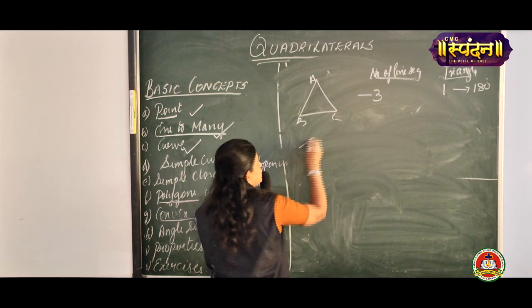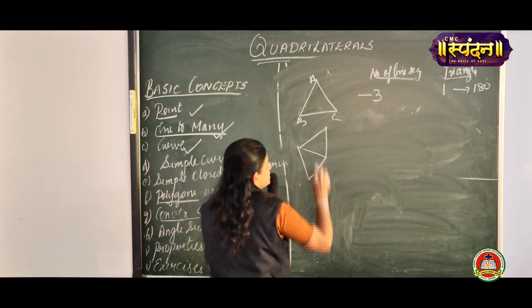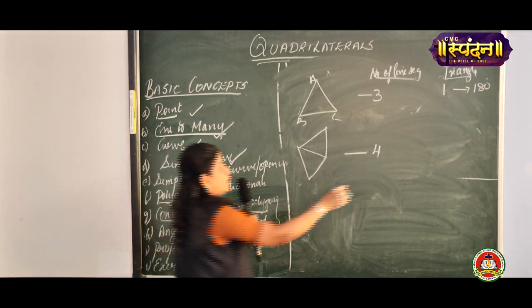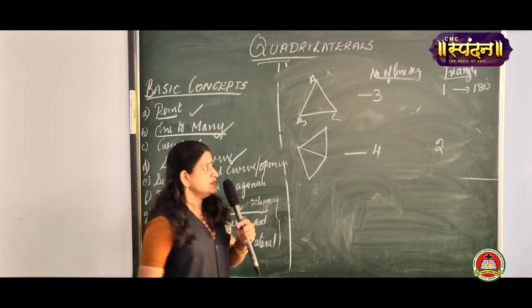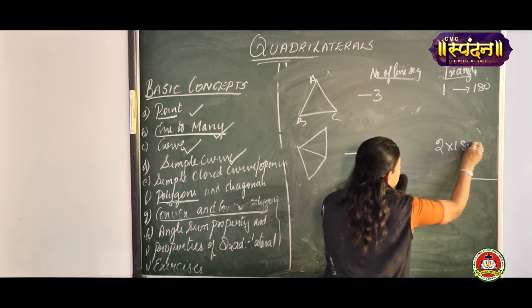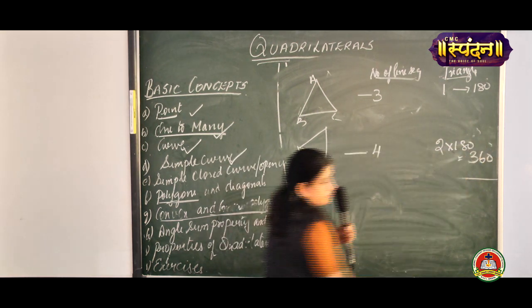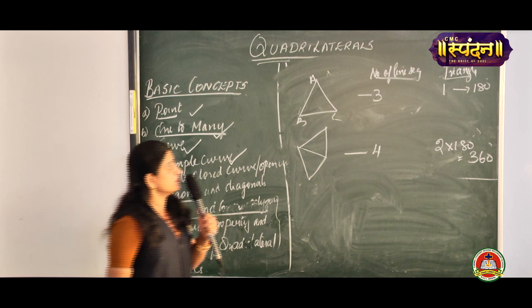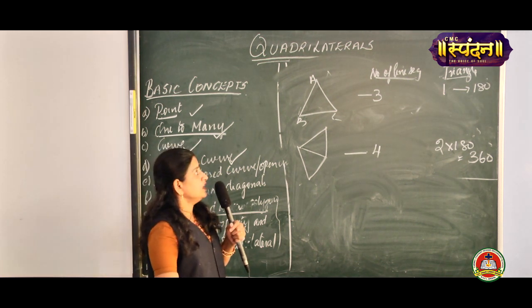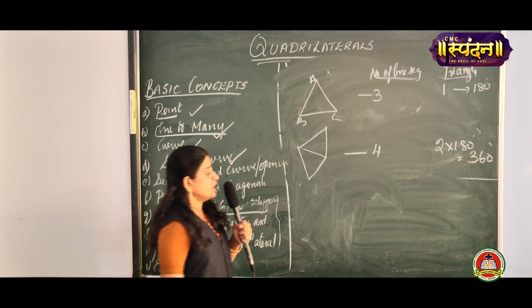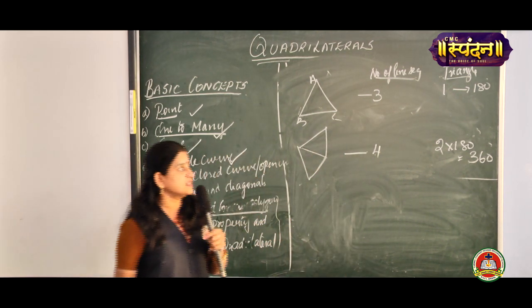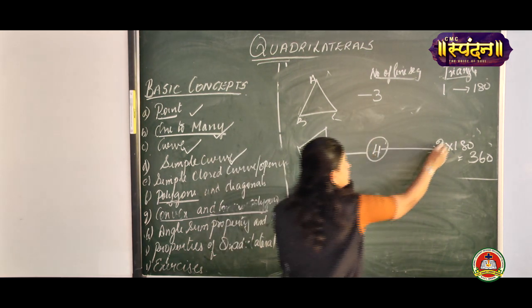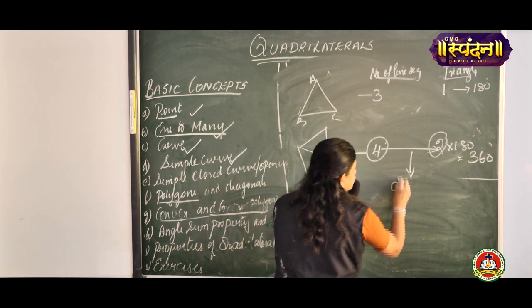Next, coming to the quadrilateral, 2 triangles. If you are having 2 triangles, how many line segments are there? 4. But how many triangles are you having? 2. So, that means I have to multiply 2 into 180, which is equal to 360 degrees. Now, can you find the difference in the number of line segments? Earlier you had 3 line segments. Here you are having 4 line segments. What is the difference in triangles? If you are having 4 line segments, you are having 2 triangles. The difference is 2.